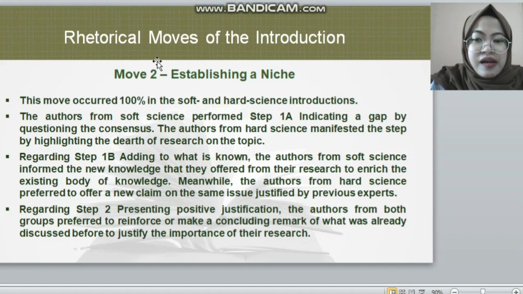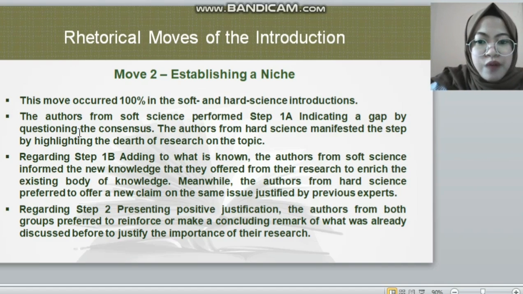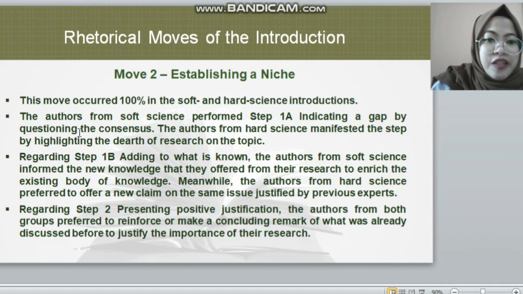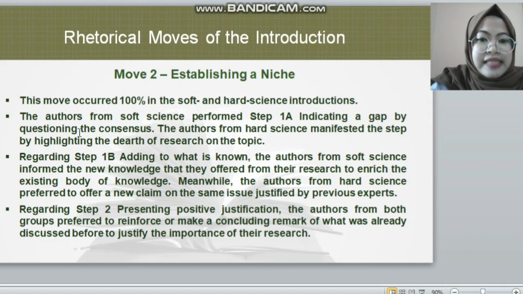And then for the second move, move 2, or establishing a niche, here move 2 also occurred 100%, in both the soft and hard science introductions. The difference is the authors from soft science perform step 1A, indicating a gap by questioning the consensus, whereas the authors from hard science manifested the step by highlighting the dearth of research on the topic. So it's quite different. Regarding step 1B, adding to what is known, the authors from soft science inform the new knowledge that they offered from their research to enrich the existing body of knowledge. Meanwhile, the authors from hard science prefer to offer a new claim on the same issue justified by previous experts. So it's slightly different too.